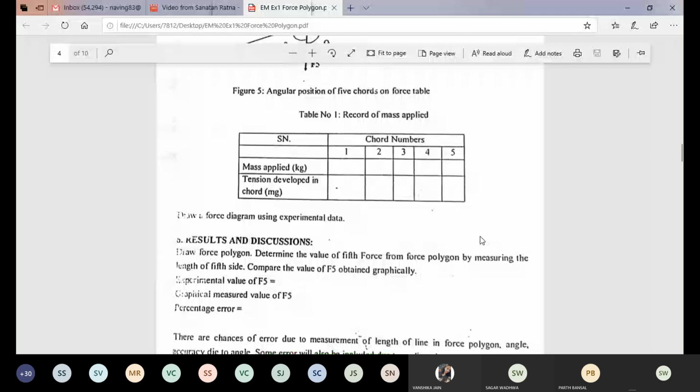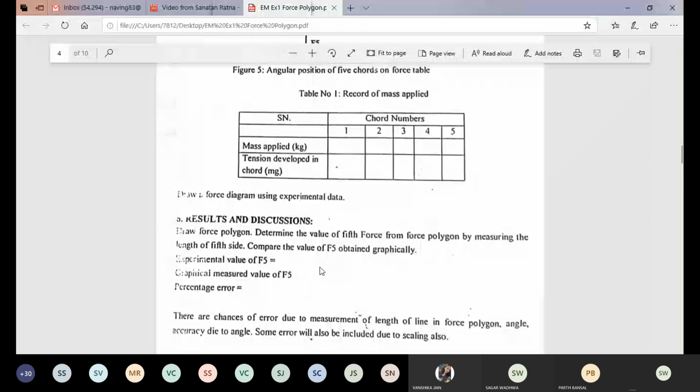So you have to see theta 1, theta 2, theta 3, theta 4. You have to take all the values here, and then you have to put the experimental value of F5. What is the experimental value? You have to calculate the experimental value, and the graphical one, what is the measured value?